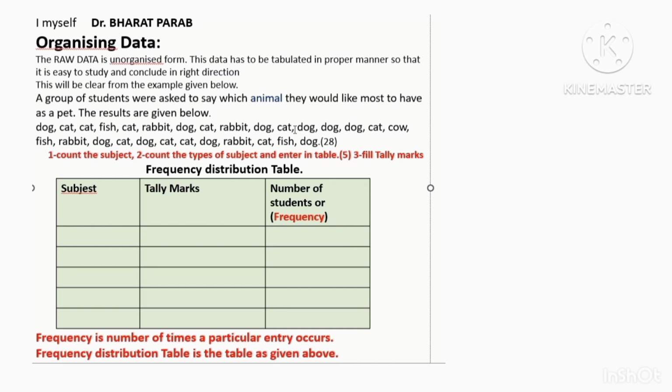Count the subjects, how many of them there are. They are 28 in this case. Then count the types of subjects. So there are five. I have counted for it.